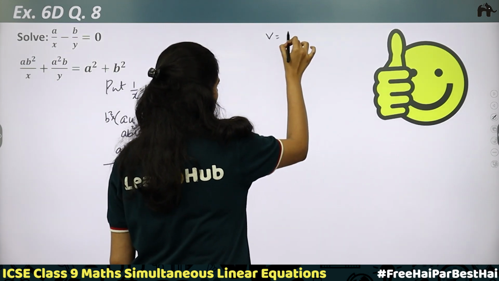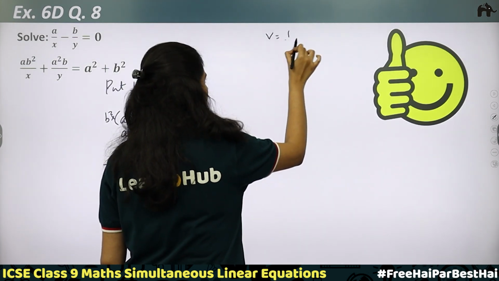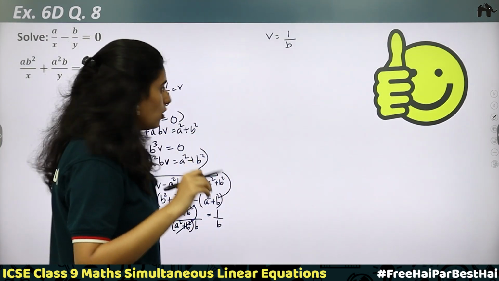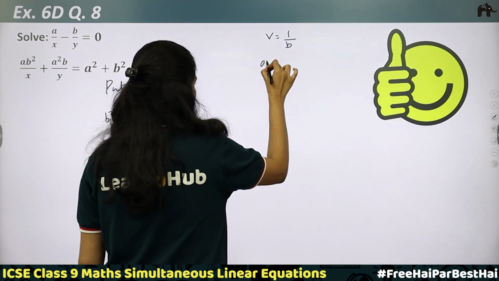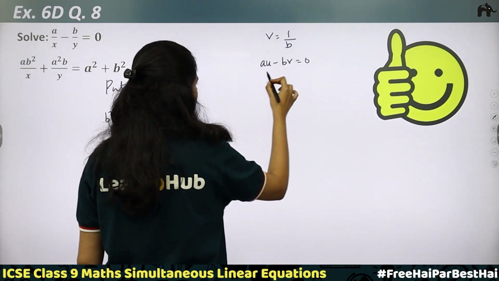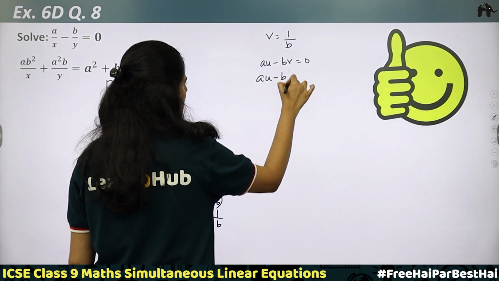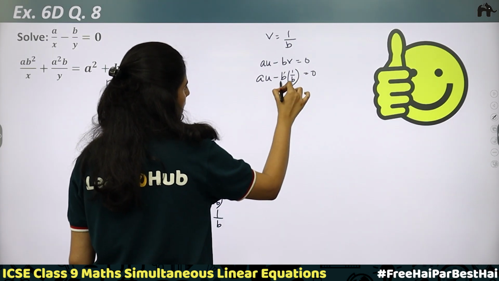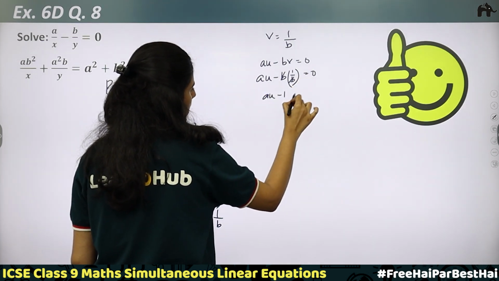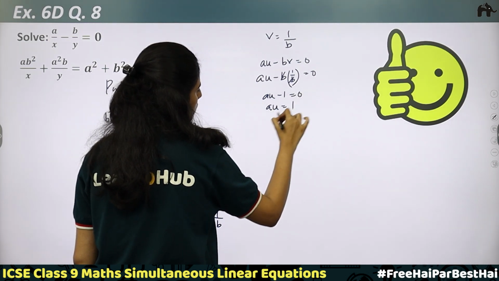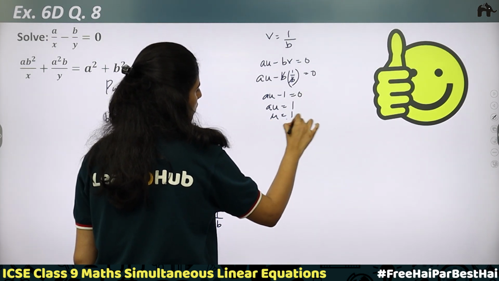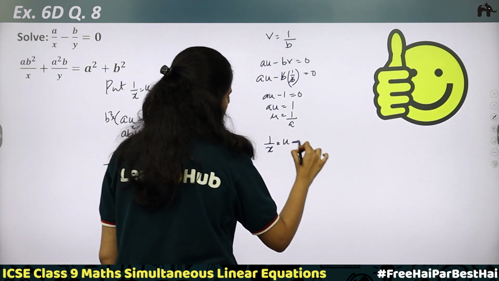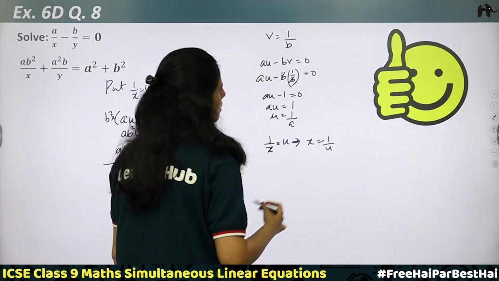So v is equal to 1 by b. Okay, v is equal to 1 by b. Now we have to find the value of u. Okay, we have au minus bv is equal to 0, au minus b into 1 by b is equal to 0, b gets cancelled, au minus 1 is equal to 0, au is equal to 1, then u is equal to 1 by a. So we have 1 by x is equal to u, which implies x is equal to 1 by u.